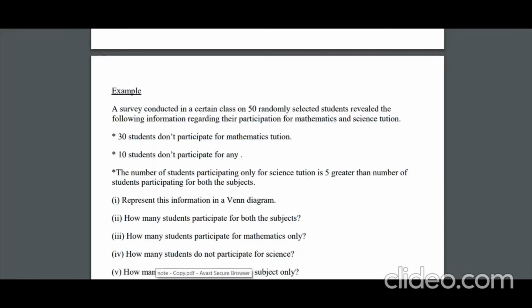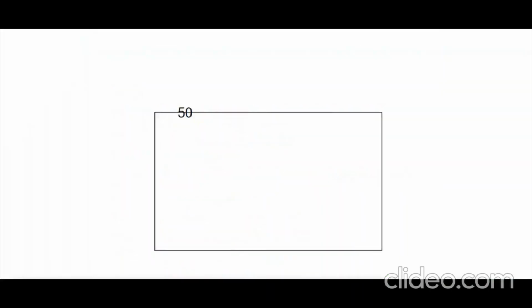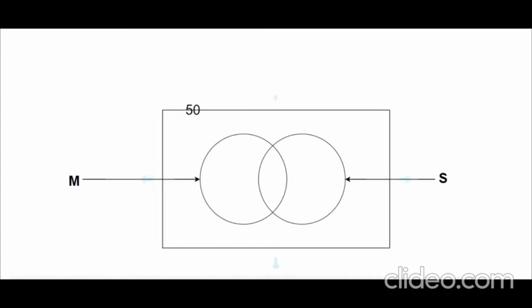Next, what do we know? We also know that 30 students did not participate in mathematics tuition and 10 didn't participate in any. So what are the two types of tuition? Maths and science. So we need to have two sets, one for maths and one for science. And because there are people who are participating for both subjects, we can draw sets that are overlapped, like this.